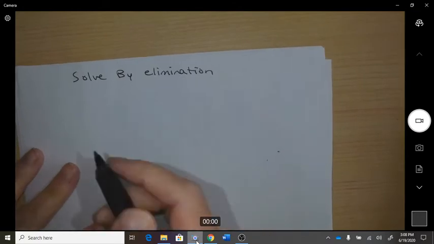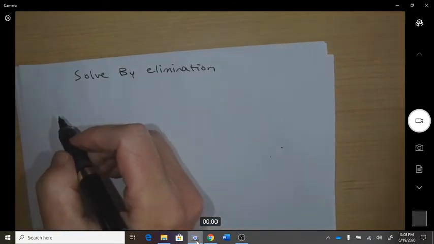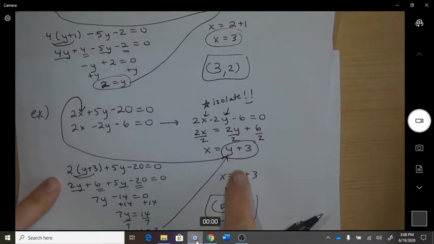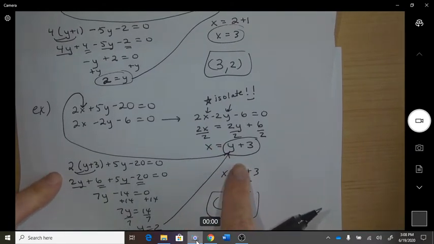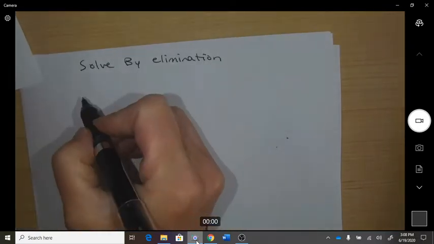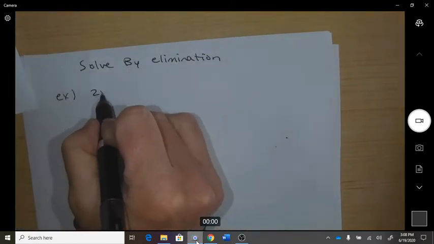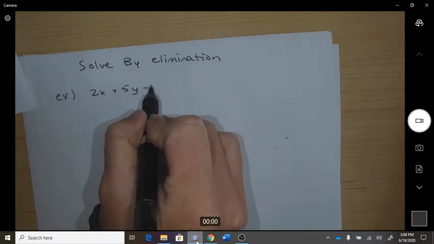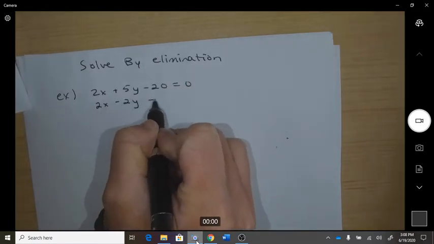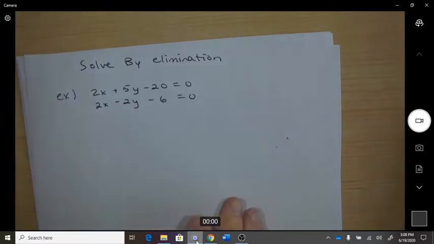Okay, solving by elimination. So I'm going to take this example we did with substitution. Over here we did this one with substitution. We got x alone and then we replaced x. Okay, I'm just going to do this one now with a different method. So this time I'm going to use elimination.